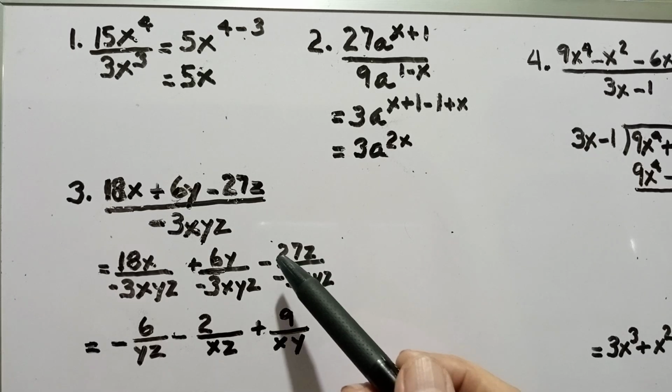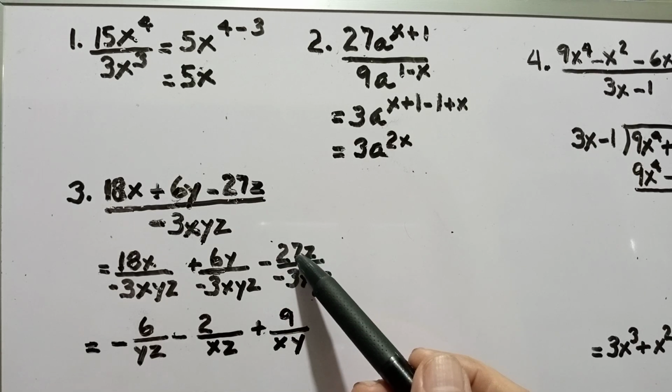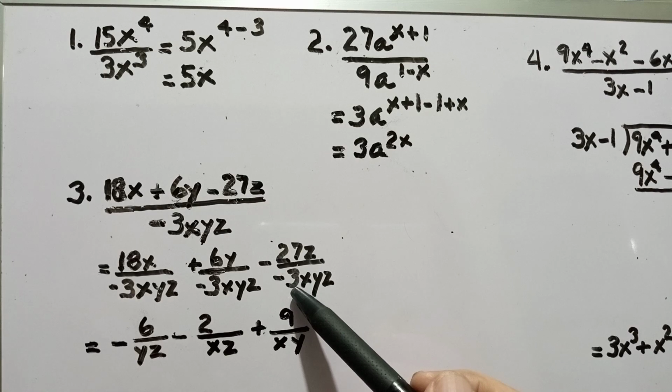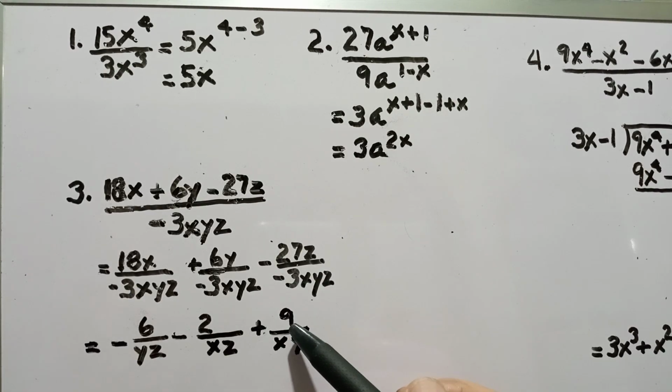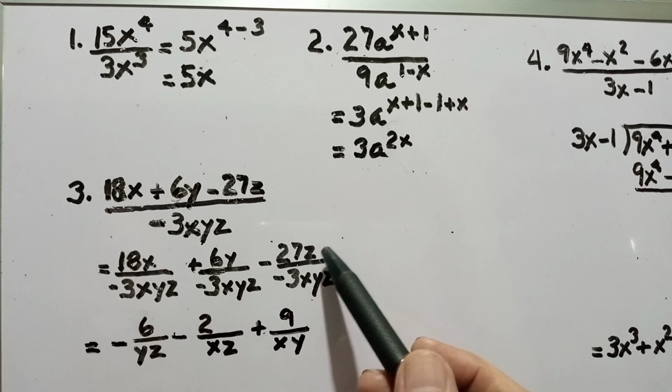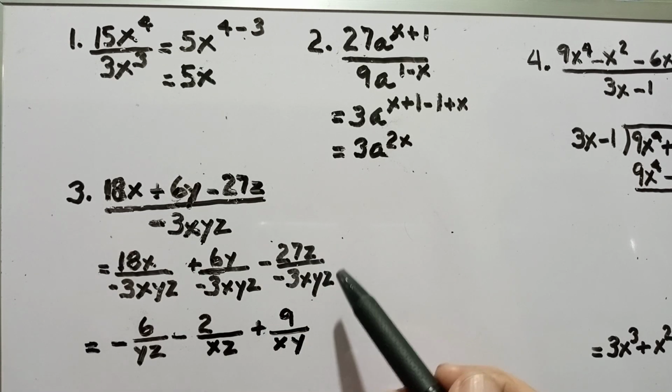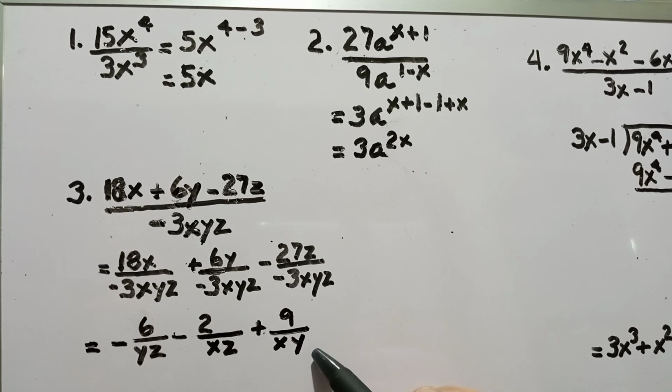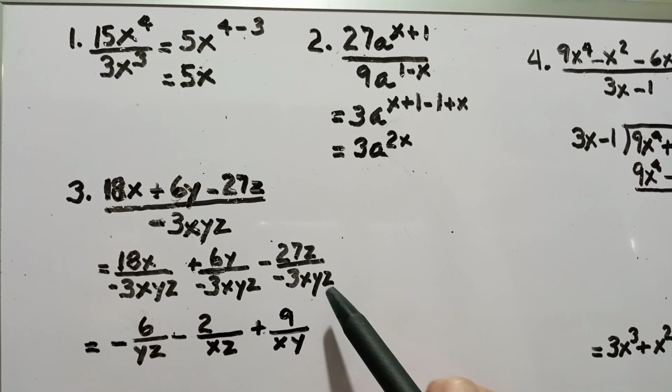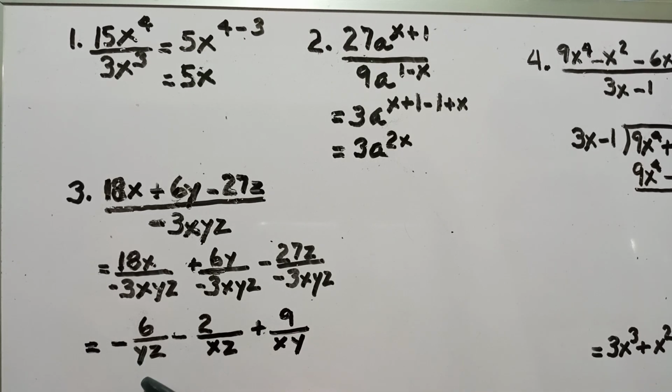And then minus 27 divided by minus 3, that becomes positive 9. So this negative sign becomes positive. And then cancel the z's. So what is left is the xy. So the answer is minus 6 over yz minus 2 over xz plus 9 over xy. Okay? I think everybody can still get this one.